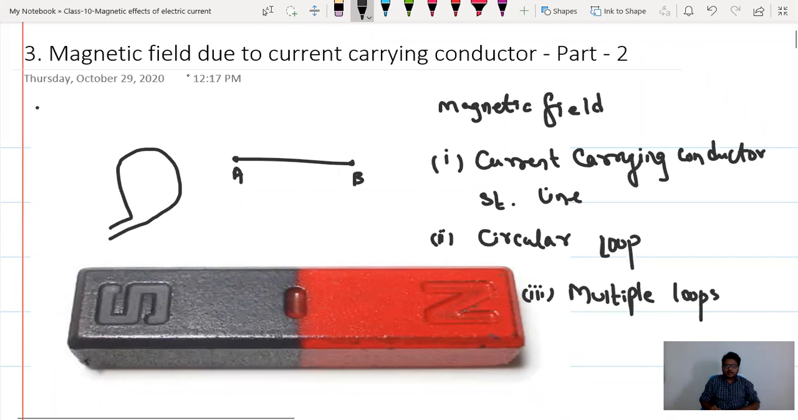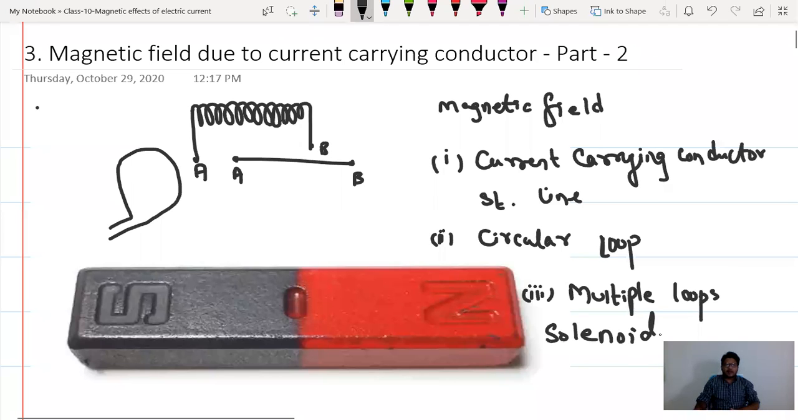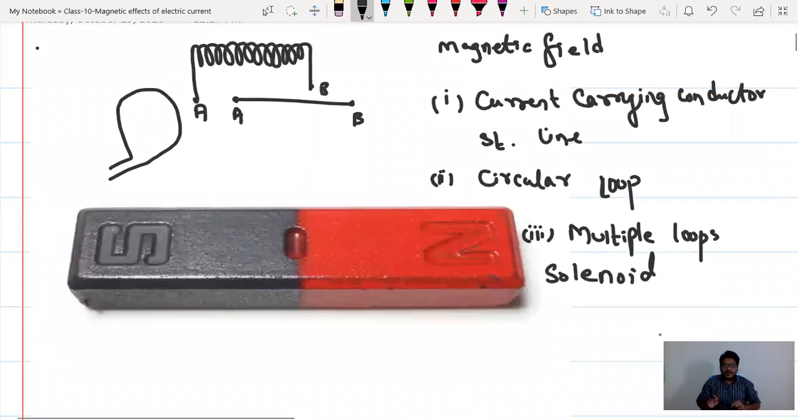Multiple loops, nothing but take a wire. You can make it as a spring. I think you have some idea. So one end will be here and there will be n number of turnings, and this point might be B and this point might be A. If you pass electricity in between A and B, how about the magnetic field around these multiple loops or spring? We have to call it a solenoid. Name of that structure is solenoid.